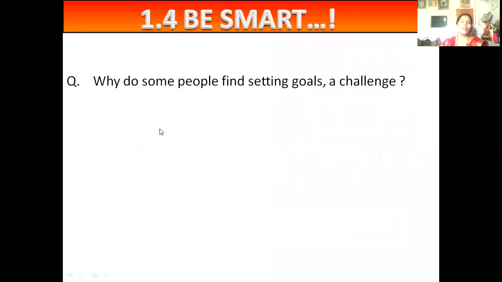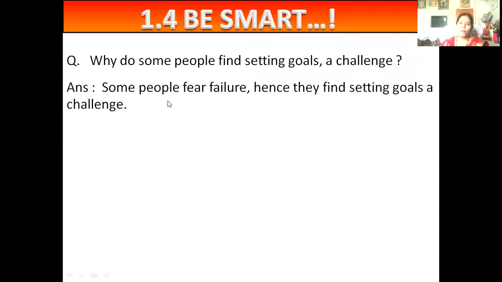Next. I will ask questions on this passage. Try to give answer on this question. Why do some people find setting goals a challenge? Try to give answer of this question. Okay. Yes. Some people fear failure. Hence, they find setting goals a challenge. Due to fear of failure, they find setting goals a challenge. Next.